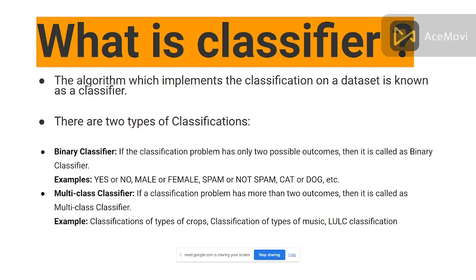For example, classification of types of crop, classification of types of music, land use land cover classification. So when I get a result with more than two outcomes, it's called the multi-class classifier. The binary classifier is only for two outcomes, and with the multi-class classifier, we find more than two outcomes.